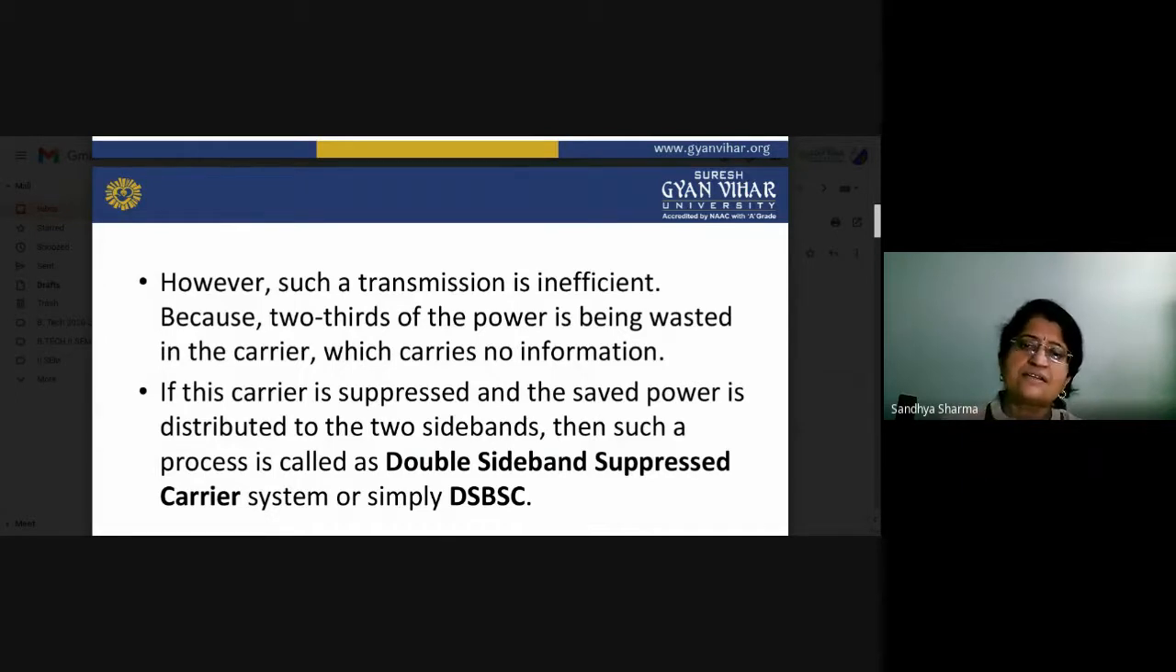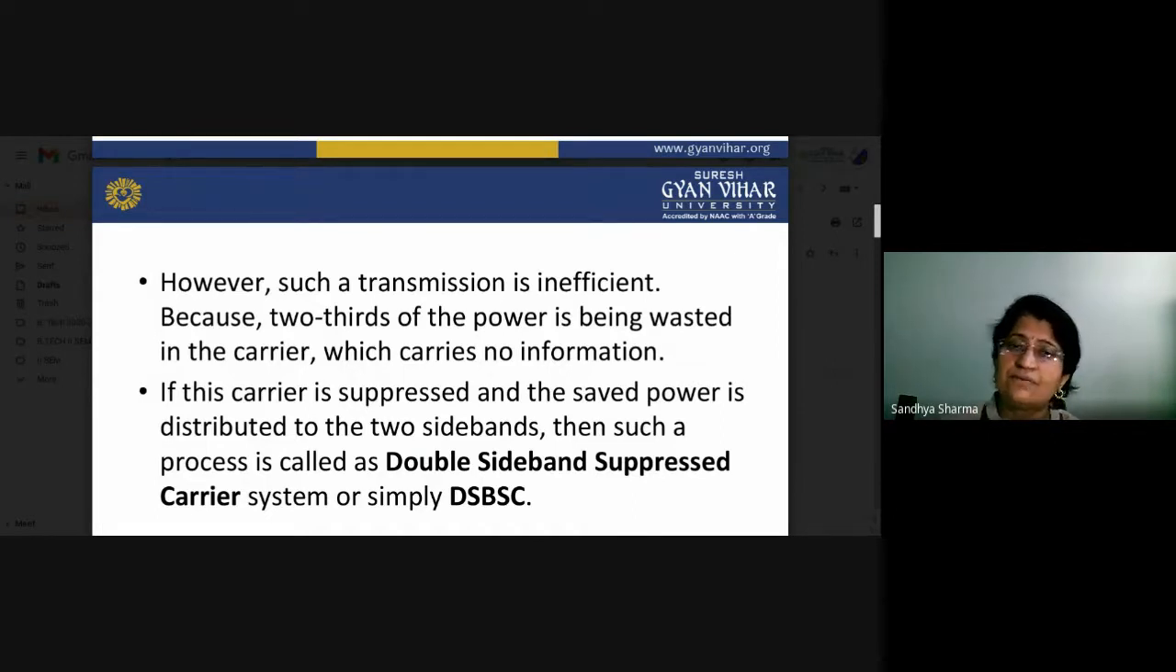Suppose we suppress the carrier because our information is only in the sidebands. We can suppress the carrier, and the saved power is distributed to the two bands. So in this way we can save the power. This type of modulation is called a double sideband suppressed carrier system. But in this type of modulation system, you have to again generate the carrier at the receiver section.